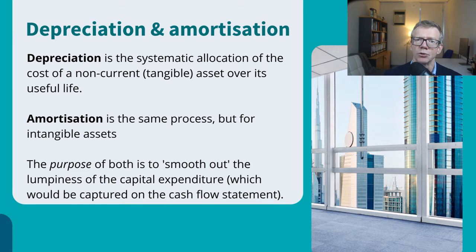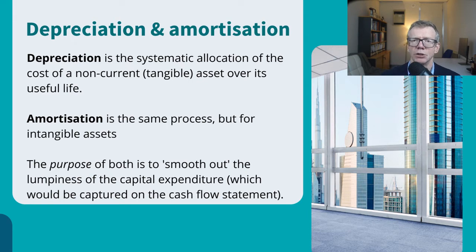The process that we're dealing with here is to try and smooth out the lumpiness of cash flows. So if we purchase a non-current asset, there's a cash outflow in the year of purchase, and then nothing else happens until any sale at the end of its life. On the income statement, we try and reflect the cost of the asset over the period that we get the benefits. So it's trying to more closely match the cost of the asset over the period of benefits.